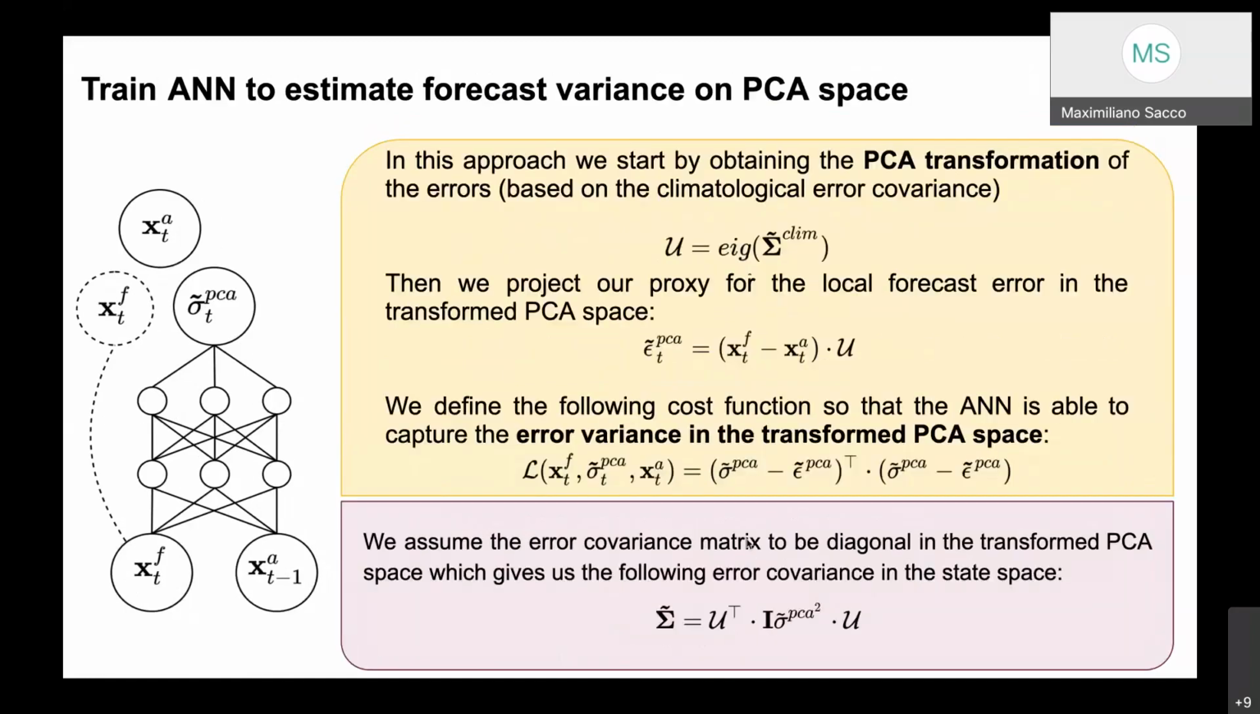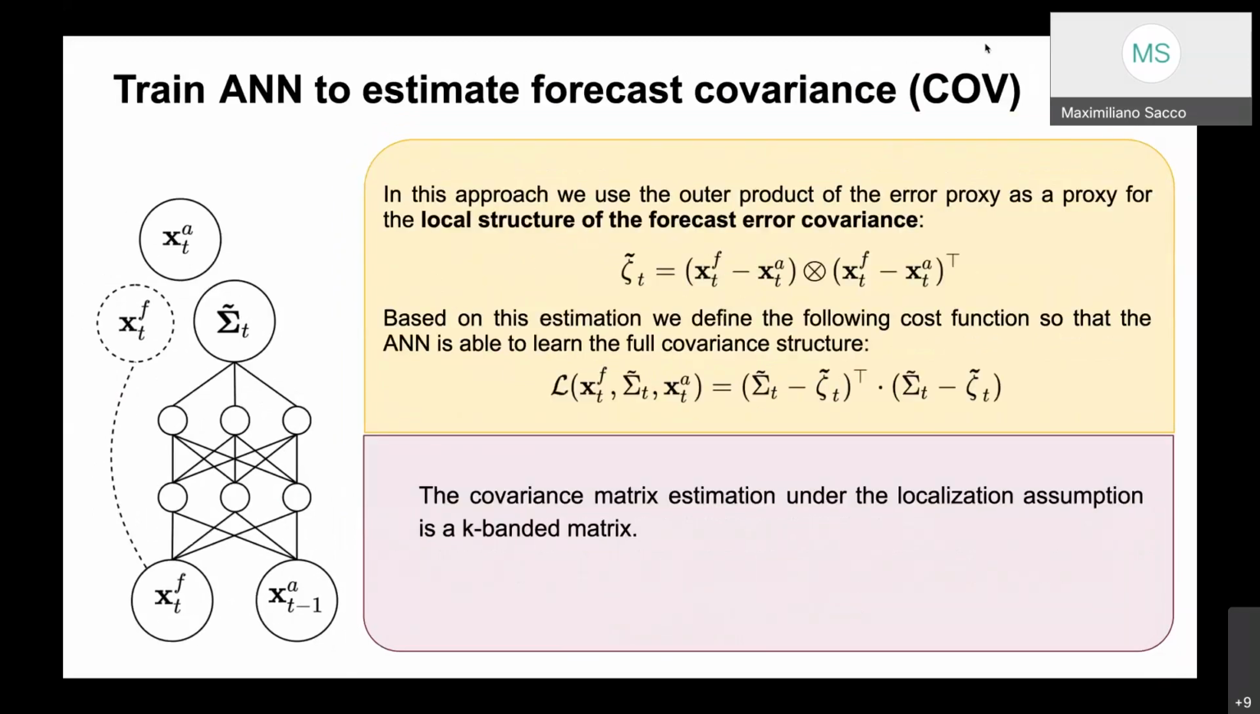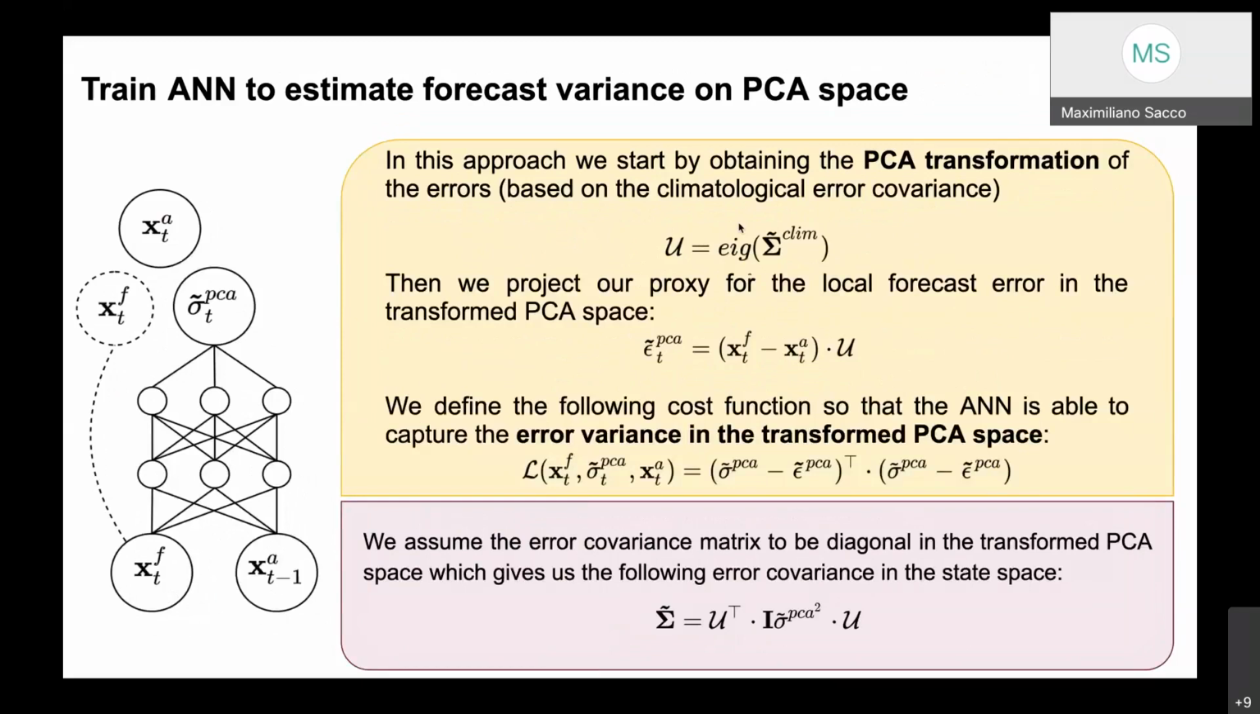In the second approach, we are going to do the same, but in the PCA space. The idea is we start by computing the eigenvectors of the climatological covariance matrix. Then we calculate the error proxy, but now in the PCA space. And finally, we use the previous loss function to estimate the variance in PCA space. So the idea is the same as before, but in a transformed space, a space where the variability is aligned with the error.